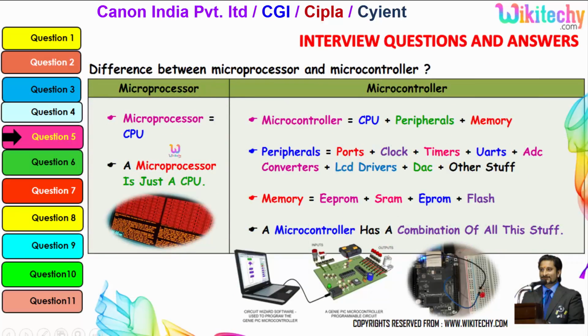So a microprocessor is nothing but a CPU, whereas a microcontroller is a CPU with peripherals and memory. The peripherals include ports, clock, timers, UARTs, analog to digital converters, LCD drivers, digital to analog converters and many other things. Apart from that, the memory includes SRAM, EEPROM and flash memory. So a microcontroller has a combination of all these.